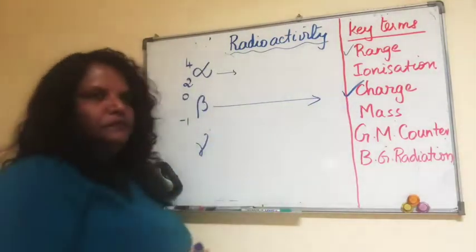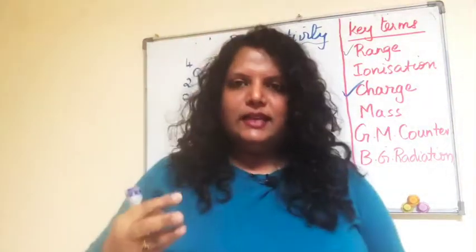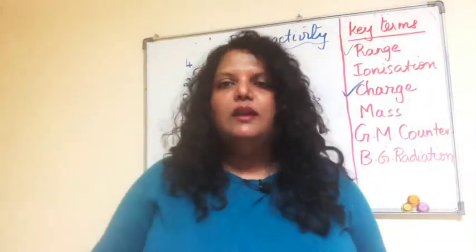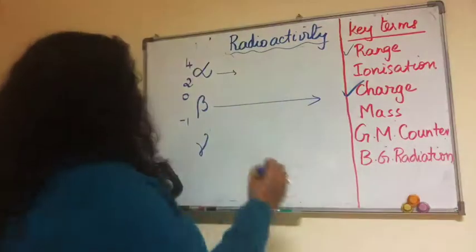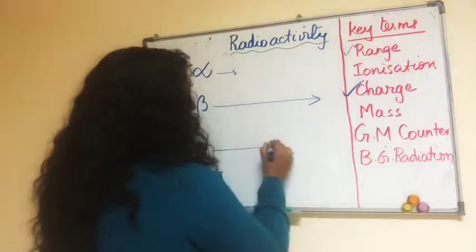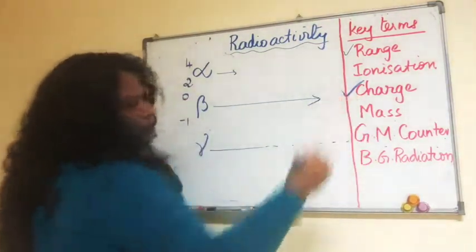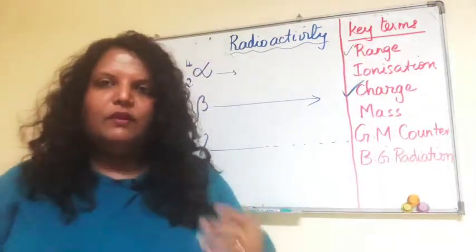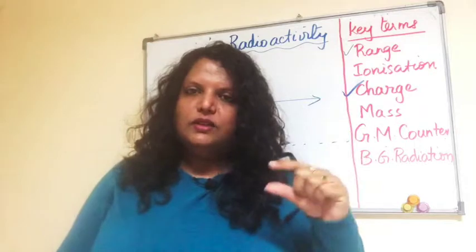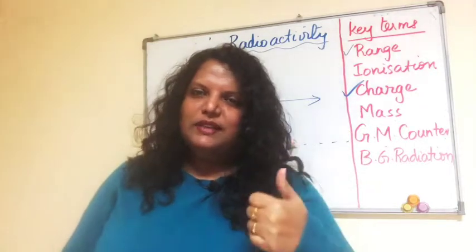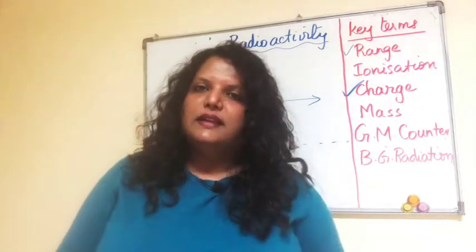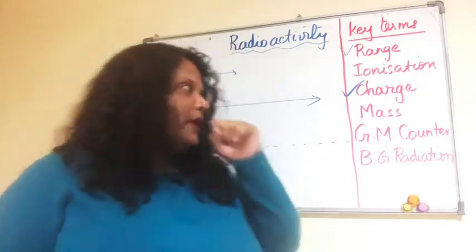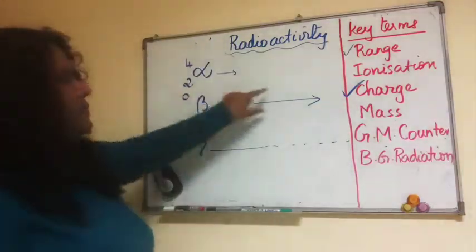How about gamma? It will cause the least ionization because it can pass through almost all material. It will not interact with molecules at all, so it is going to travel a longer distance compared to these. Alright, so why does alpha stop? Alpha interacts with more molecules and its ionizing power is greater, so it loses energy quickly. Beta will travel further.